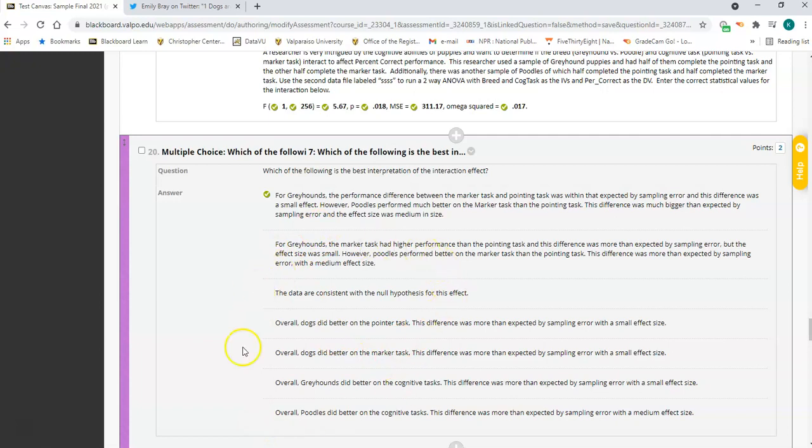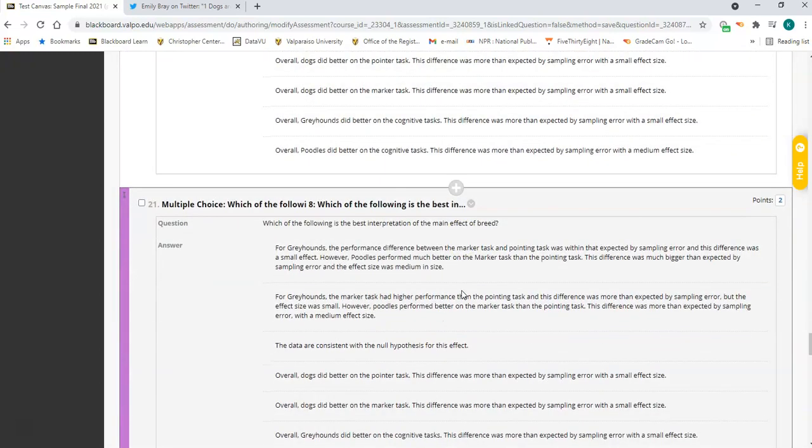These others are an incorrect interpretation of the interaction, and then these others are really all main effect interpretations, and then one outcome that just says the data is consistent with the null. Remember, you have 3 statistical tests, and each test has its own null hypothesis.